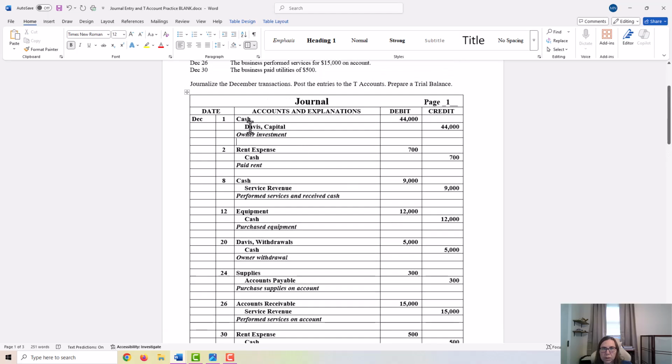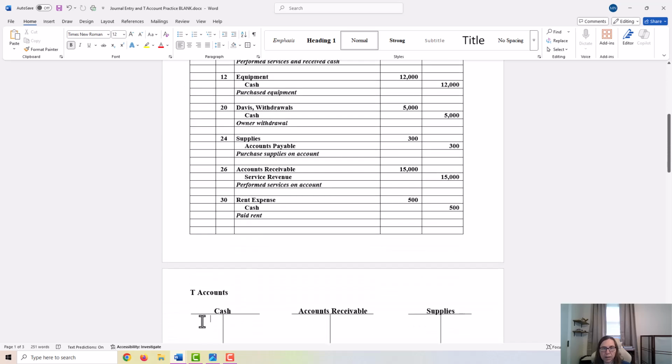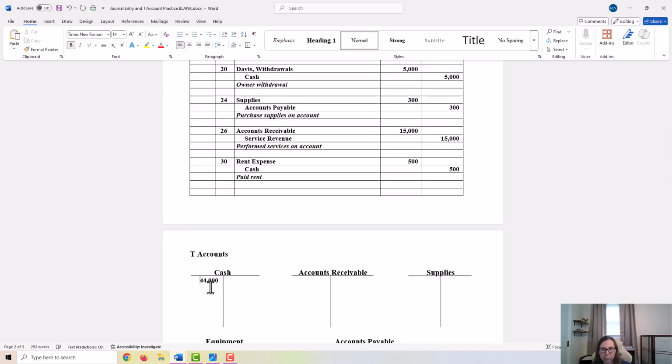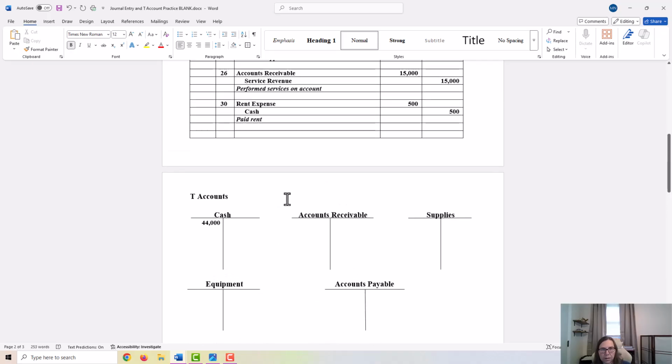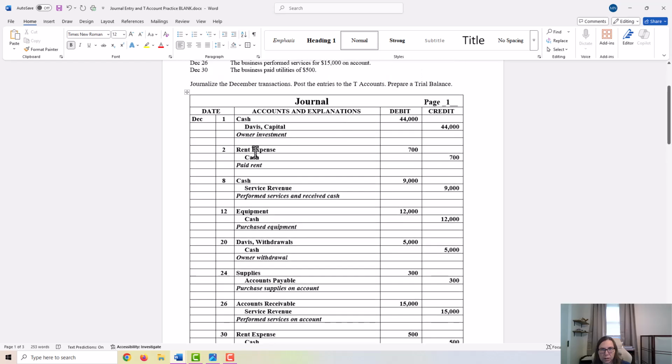So for the first one, it was a debit to cash, credit to capital for $44,000. So I would just find those two accounts in the T accounts and put the entries in there accordingly. The cash account, I would have $44,000 on the debit side. And then in capital, I would have $44,000 on the credit side. And that's it. Then I just move on to the next one.